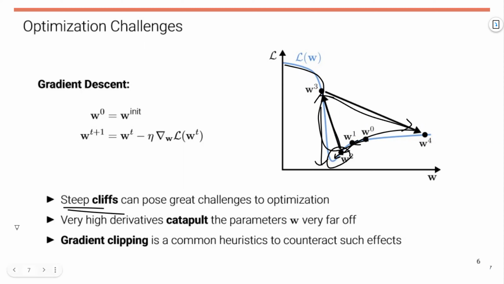And very high derivatives catapult the parameters W very far off. So it throws the parameters away, catapult. And to avoid this, gradient clipping is a common heuristic to counteract such effect.